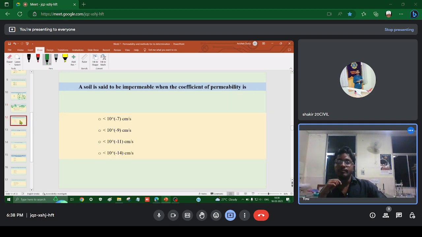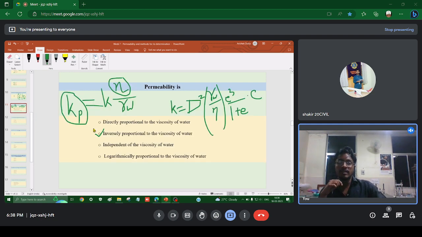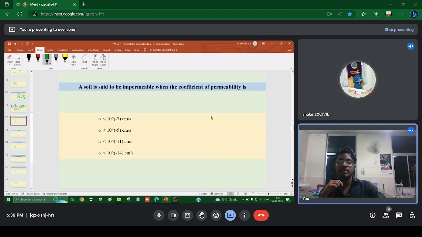Okay. Next question. This is inversely proportional to viscosity of water. Yes. Next question. A soil is said to be impermeable when the coefficient of permeability is less than what? What is the answer? Actually, I don't know this, sir. I think it is 10 to the power minus 9. No, 10 to the power minus 7.